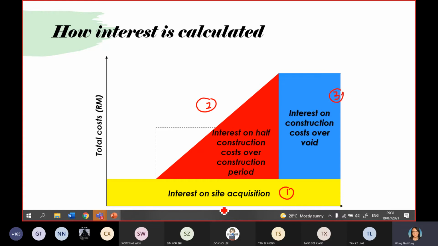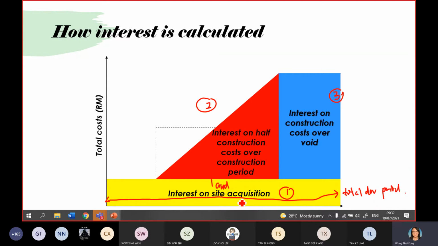The first one is the interest charged on the site, the land acquisition. When you buy that piece of land, as I mentioned, land is a very big cost commitment. Land is not cheap. So when they purchase the land, they need to get funding from the bank. When they get funding from the bank, the bank will charge what? Interest. So the interest charged on the land starts from day one until the end of the total development period.